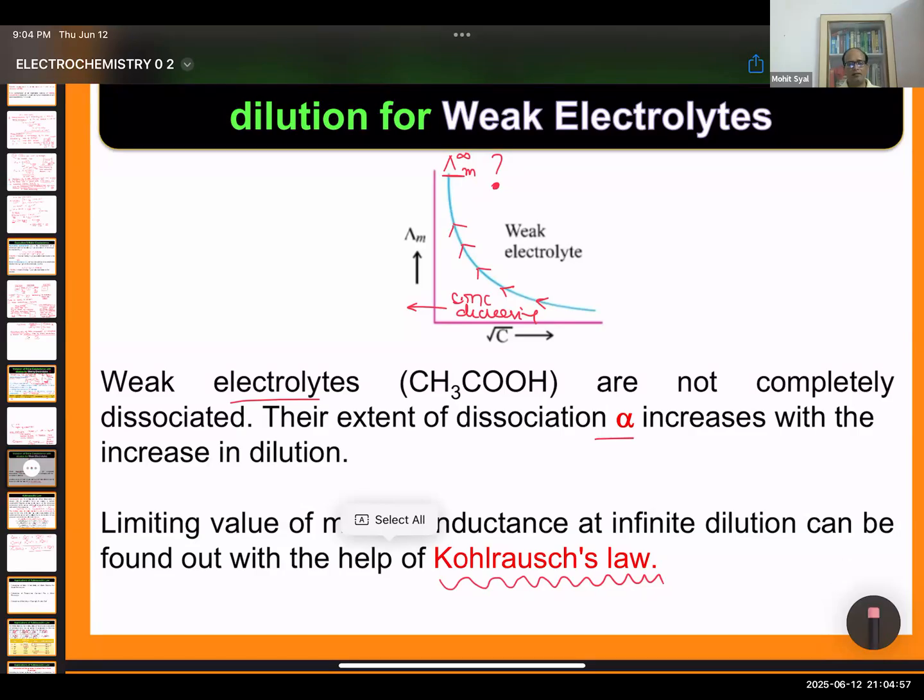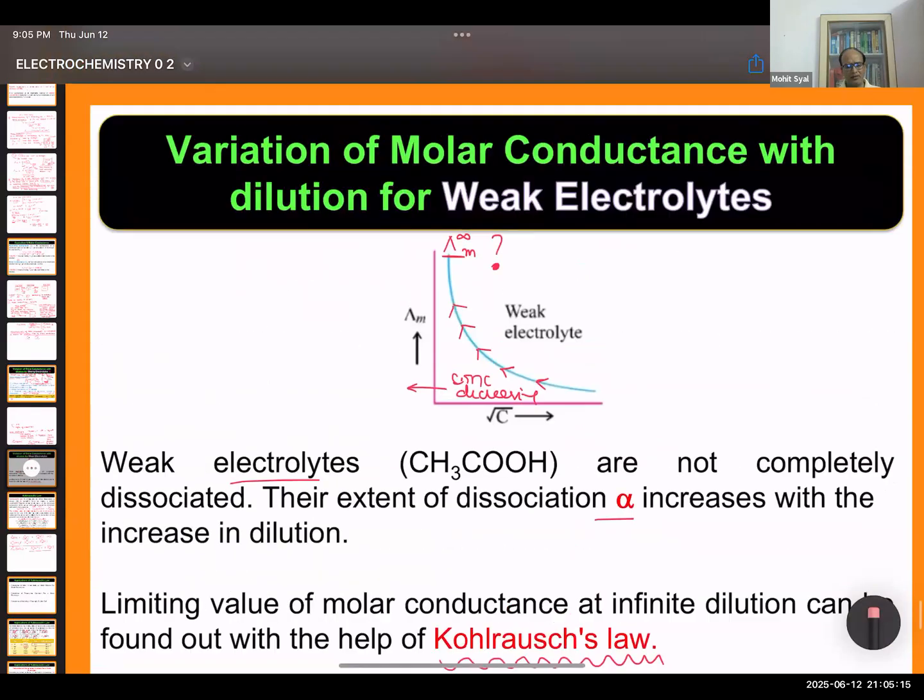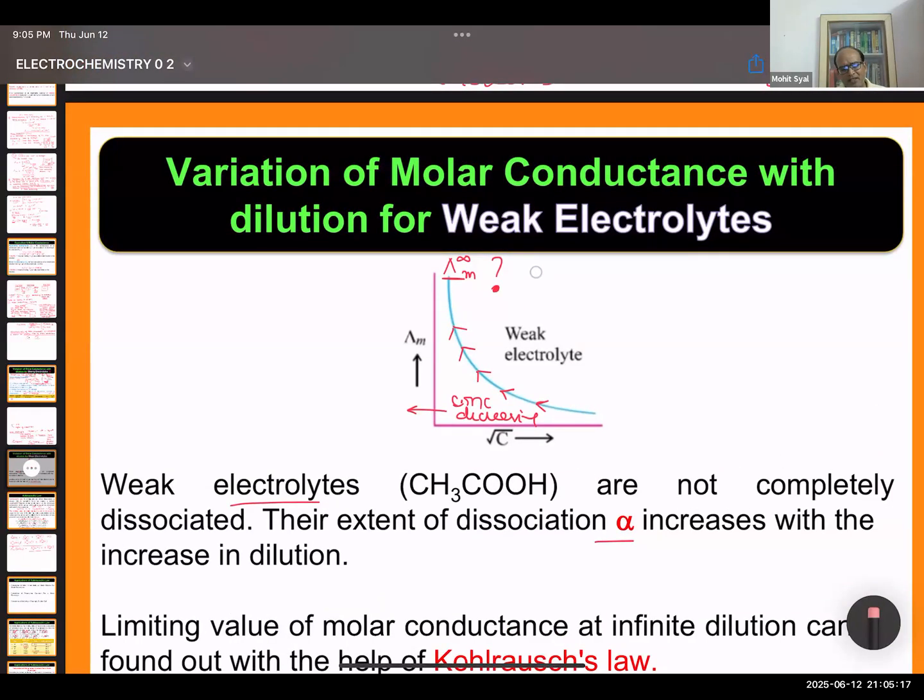So now it is easy. At infinite dilution, you know, acetic acid is going to be completely dissociated to acetate and H plus ion. So its molar ionic conductivity will be the sum of the molar ionic conductivity of acetate ion and H plus ion. That's it. Okay.